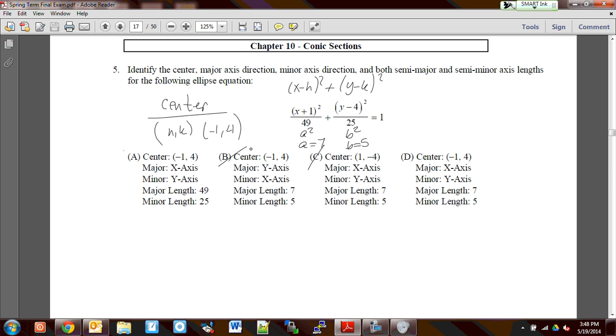Now, and then your major axis length is going to be the 7. Okay, so the answer is going to be D. So your major axis is x, your minor is y, your major axis length is 7, and your minor is 5. And the reason we knew the x was the major was because A is larger than B. Okay, that's how we knew that.